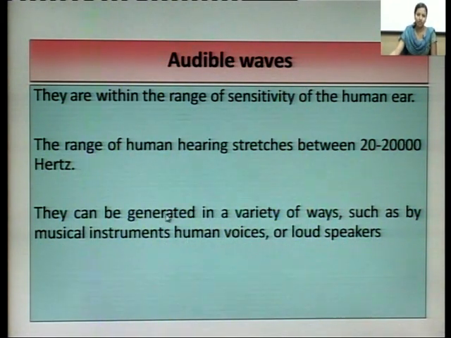They can be generated in a variety of ways such as musical instruments, human voices or loudspeakers. So we can easily hear these types of sounds from 20 hertz to 20,000 hertz.